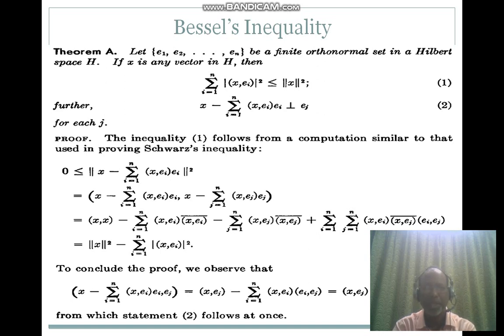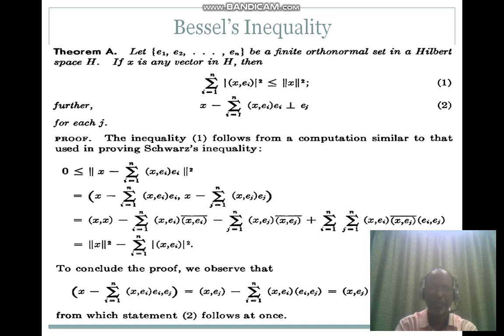Let e1, e2, etc., en be a finite orthonormal set in a Hilbert space H, and if x is any vector in the Hilbert space H, then the sum over i from 1 to n of the square of the modulus of the inner product of x comma ei is less than or equal to the norm of x squared. This is the first property. And the second property is that x minus the sum over i from 1 to n of the inner product x comma ei times ei is orthogonal to ej for every j.